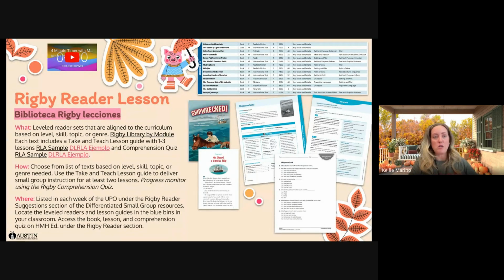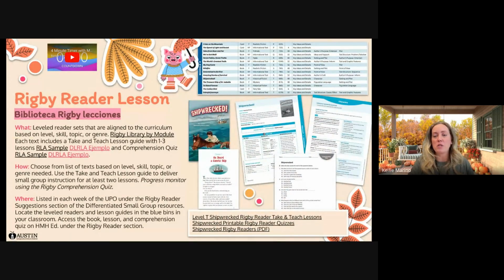Okay, so that was a lot because there's a lot there. So I'm going to give you a couple minutes to go explore some of the resources. Melanie has dropped a ton of them in the chat for the Rigby readers. And if you're on the slideshow and you want to see just this specific example from the book Shipwrecked, those are linked on the slideshow.